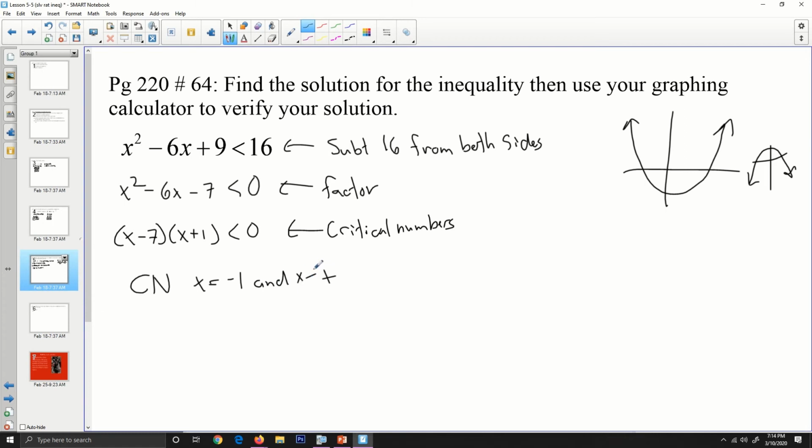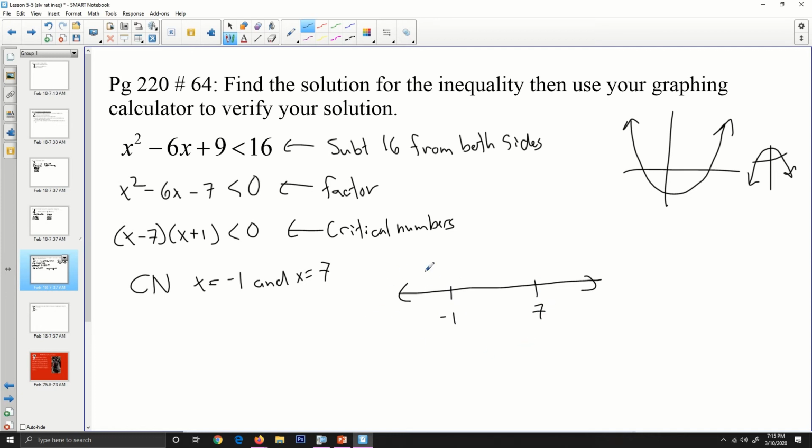Okay, come on. Equals, I want 7 here. I don't know what happened with my thing, but we'll get through it. All right, and so I'm just going to make kind of a little number line here. I'm going to put -1 there, I'm going to put 7 there, and I'm going to test some points.